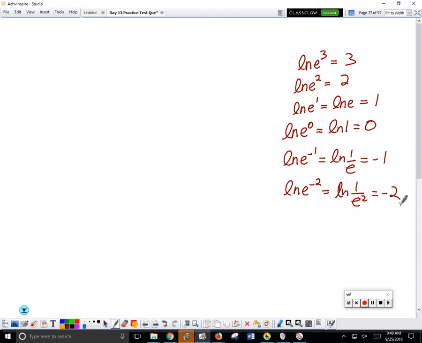But those are the only types of log values you have to know. Like you don't have to know any other log value. So log 2, log 3, log 5, just leave it. Is that your question? 2 points for Ari.